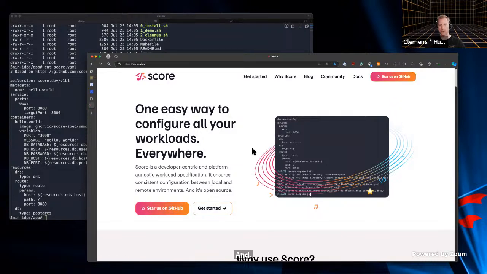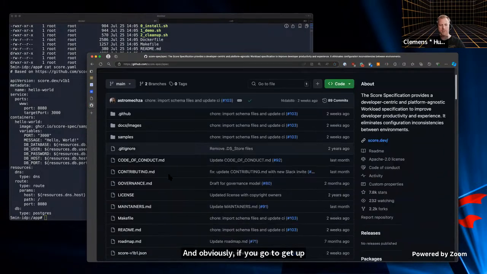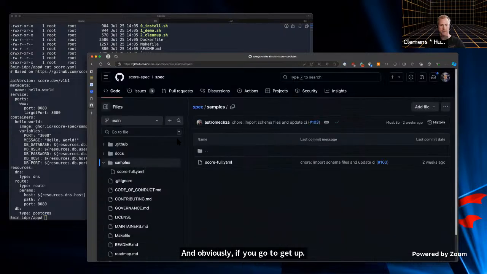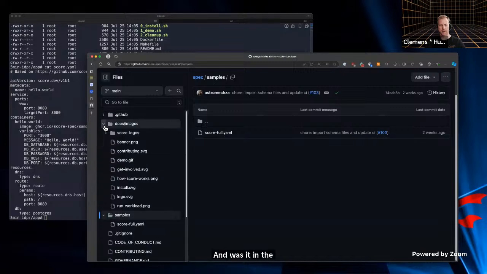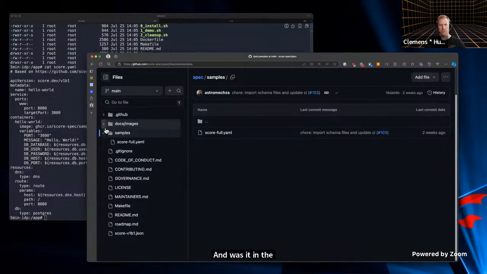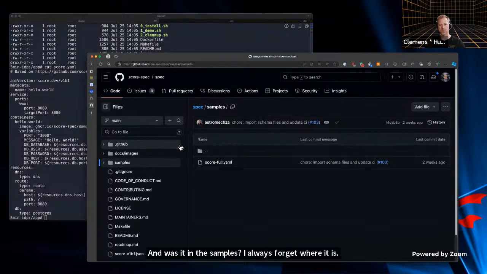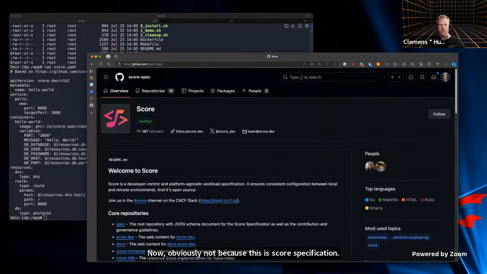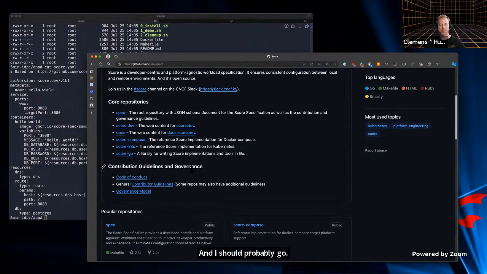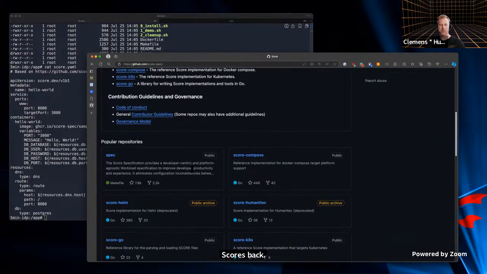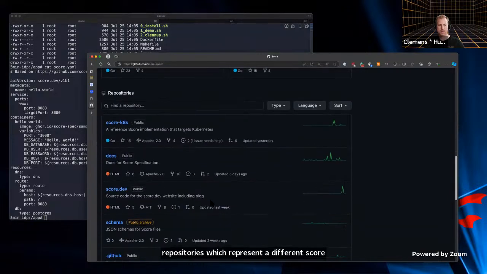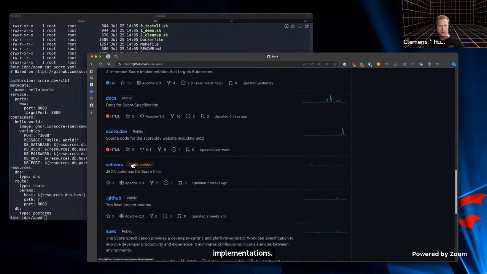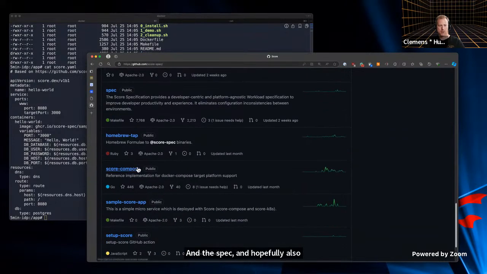And obviously, if you go to GitHub, then you can find samples. And was it in the samples? I always forget where it is. No, obviously not, because this is the score specification. And I should probably go to score spec, main repo. And in here, I can find quite a few repositories which represent the different score implementations and the spec, and hopefully also the demo.